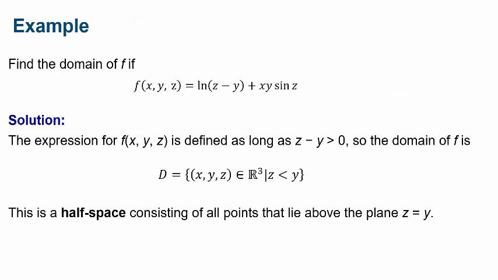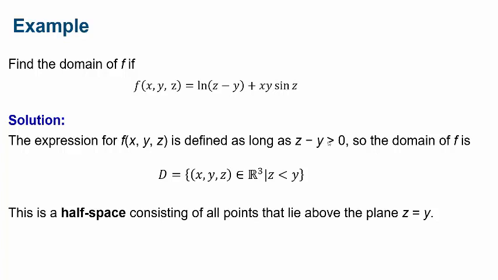All right, let's do an example real quick. Let's find the domain of f, a function of 3 variables, f of x, y, z equals the natural log of z minus y plus x y sine of z. The expression f is defined as long as the inside of the natural log is valid. The term x y sine of z doesn't matter, since it is defined for all real numbers. So it's just the inside of the natural log, which has to be greater than 0.